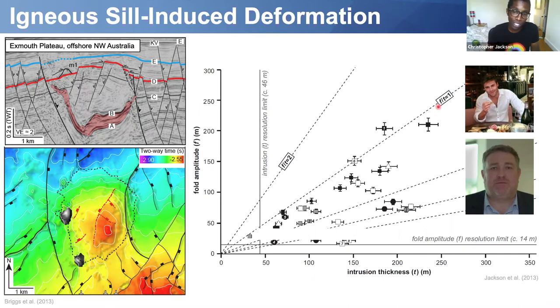But as you can see from the data set, which we've collected from, in this case, offshore southern Australia, most of them are sitting way below that one-to-one line. So we have a thicker sill than we have deformation above it. And that's quite important because it probably says that if you have a minor amount of ground deformation above a volcano, you may actually have quite a lot more magma underneath your feet. And that's an important thing when you're trying to put some sort of stochastic bounds on the uncertainty around the volume of magma during volcanic events.